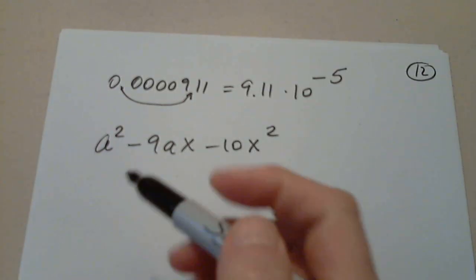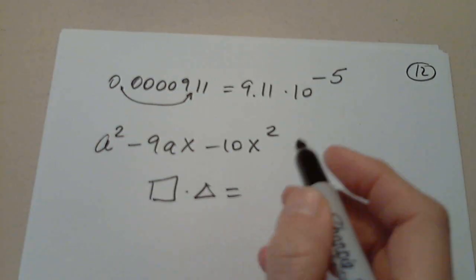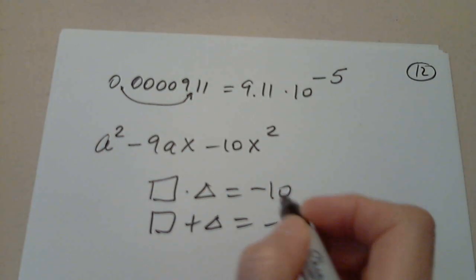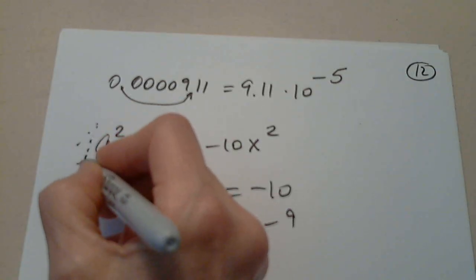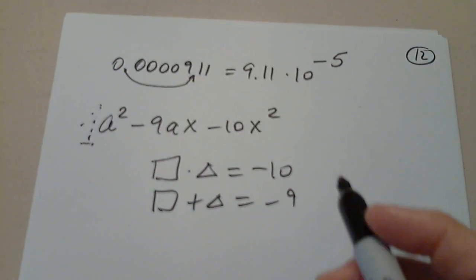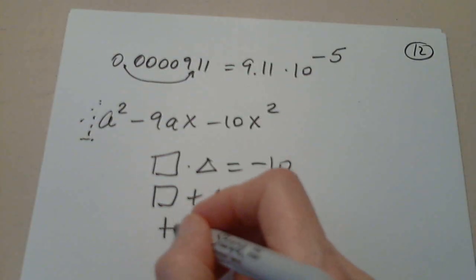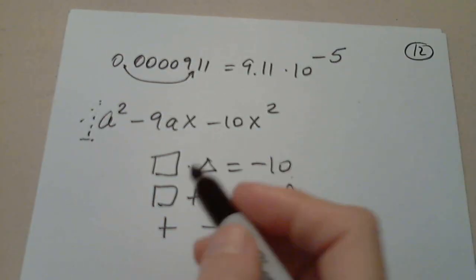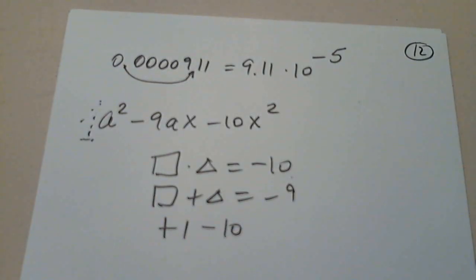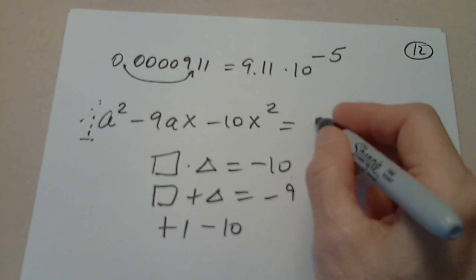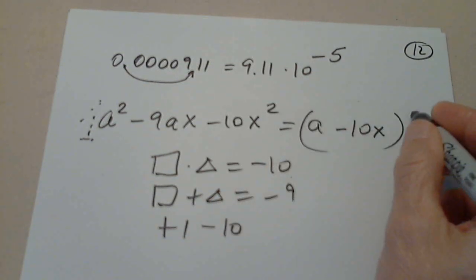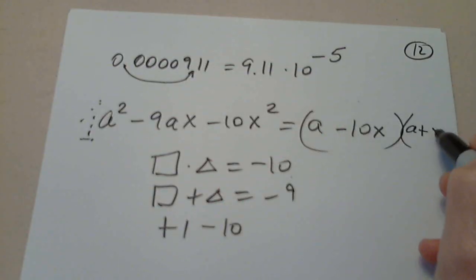1 is the leading coefficient, so we need to determine 2 numbers whose product is negative 10 and whose sum is negative 9 because the leading coefficient is 1. So we look at the product, so we think that since the product is negative, we need a positive and a negative. So this would be a negative 10 and positive 1. So that's all we need. So a minus 10x, and a plus 1x.